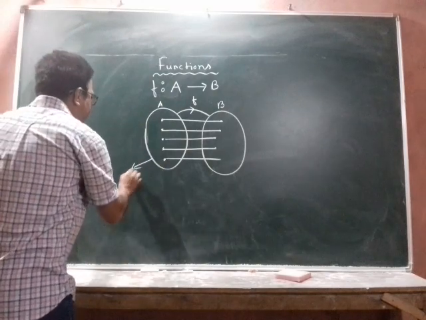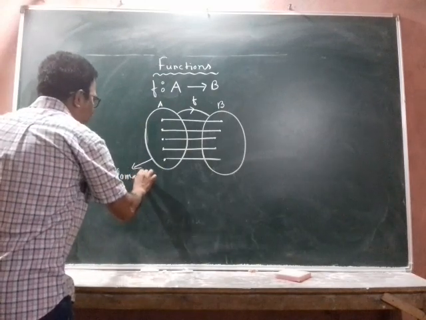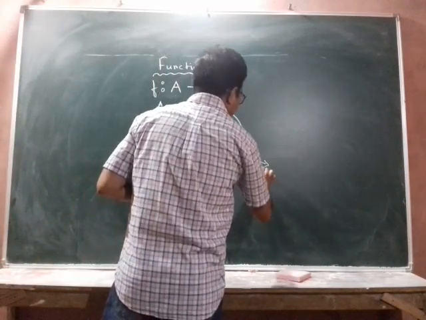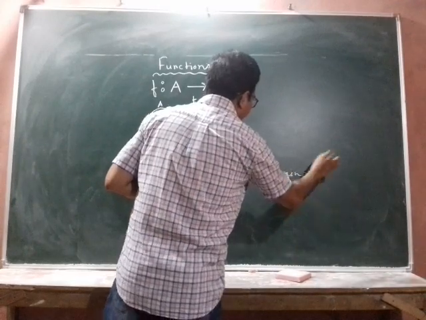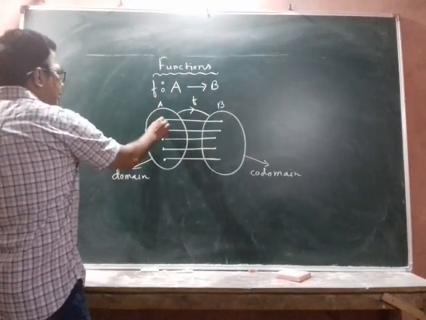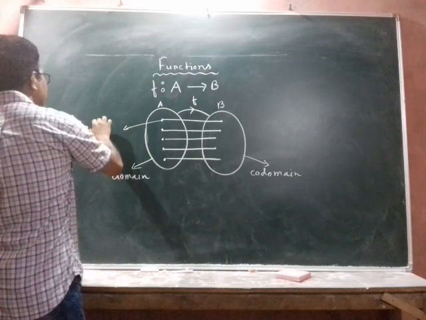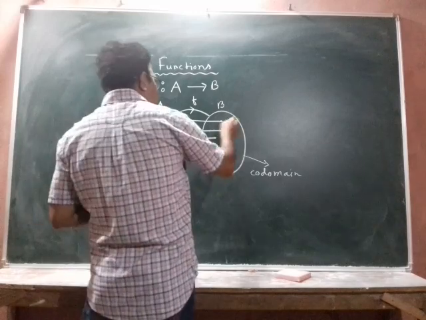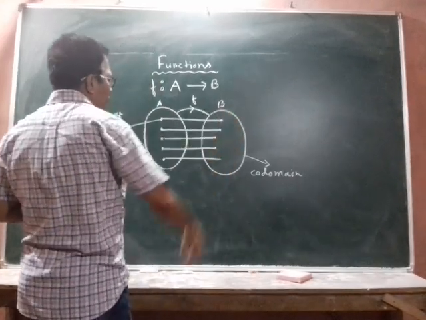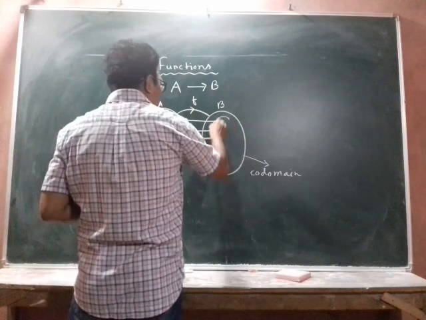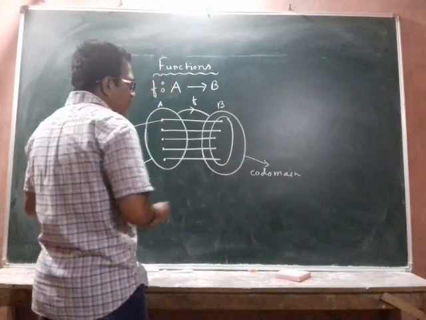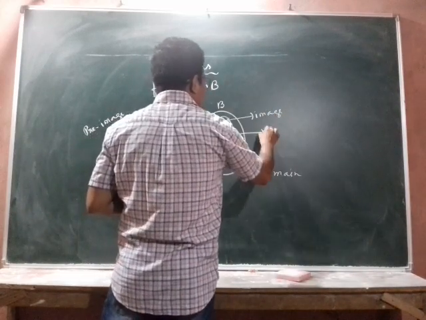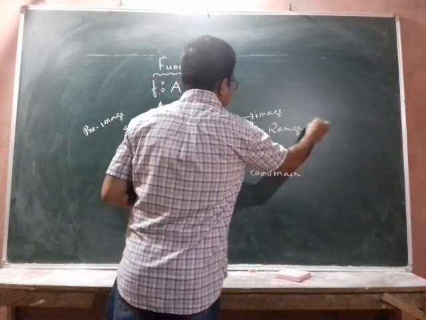So this whole set is known as domain, same as relation. Here the whole second set, this is B, is known as codomain. One is domain, another is codomain. And the elements of A are known as pre-image. And the elements of B which are related to some elements of A are known as images. And this image set will form the range.